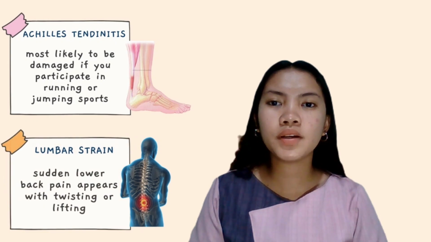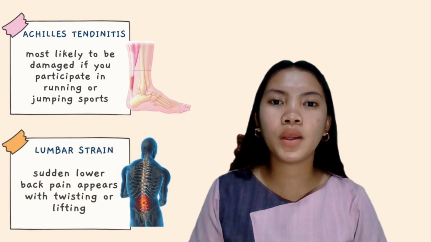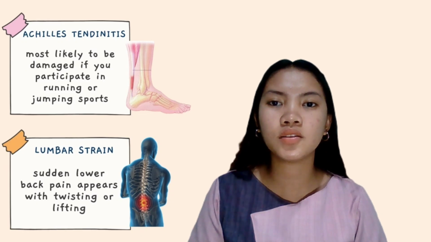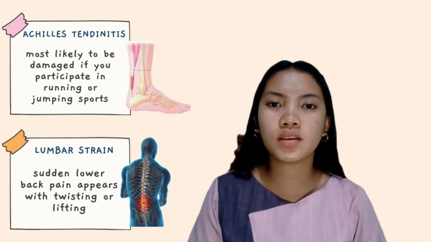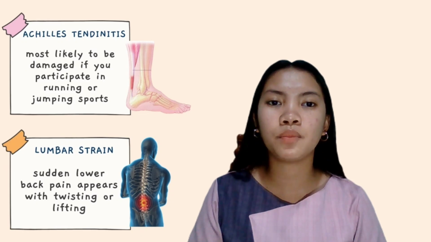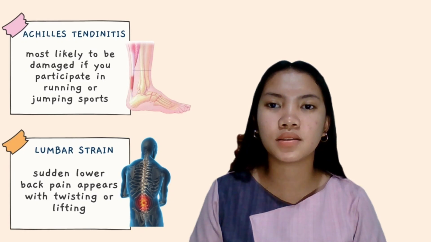Next, lumbar strain is the standard weightlifter's injury, which can also occur in sports that involve sudden twisting of the back, such as golf and baseball. Sudden lower back pain appears with twisting or lifting. It may seem fairly minor for an hour or two, but carrying on the exercise will usually bring a sudden deterioration with extreme pain and back spasms.